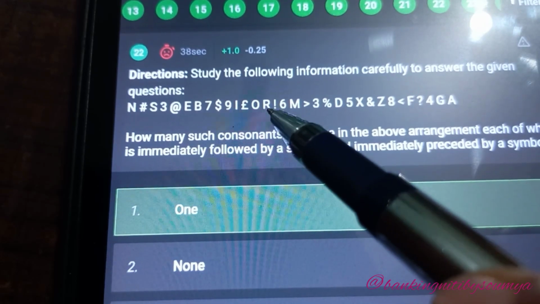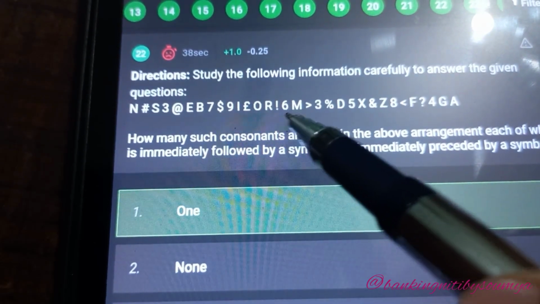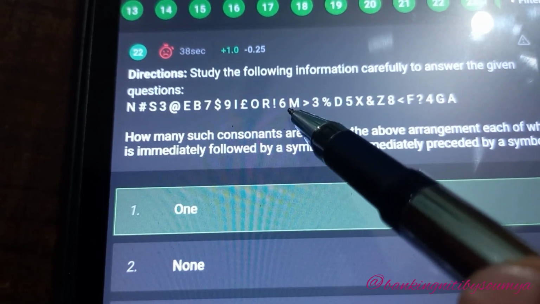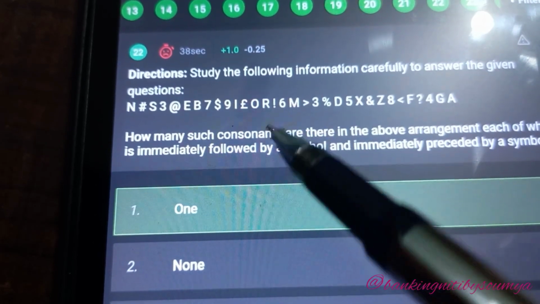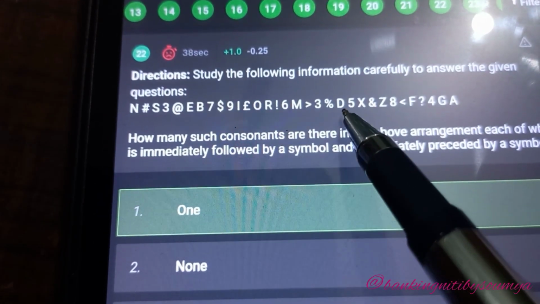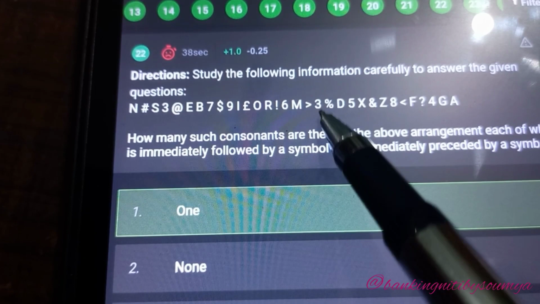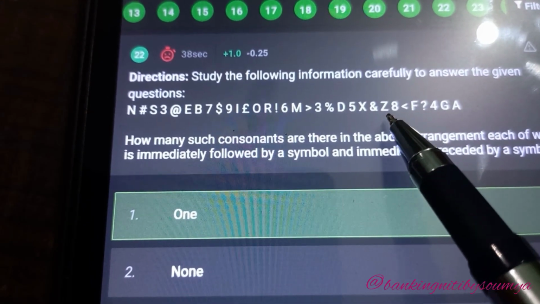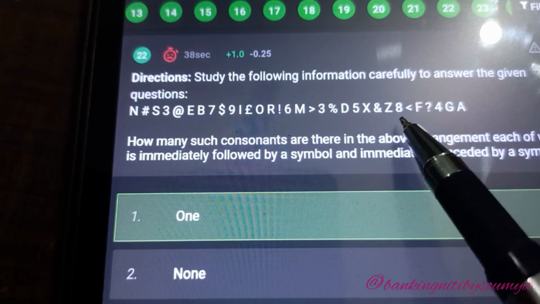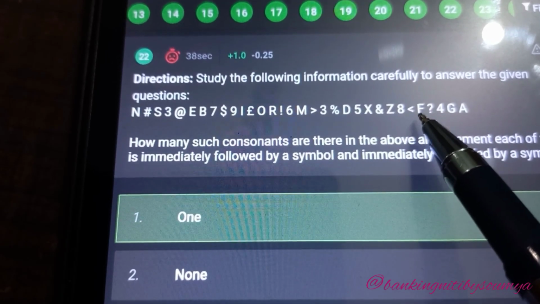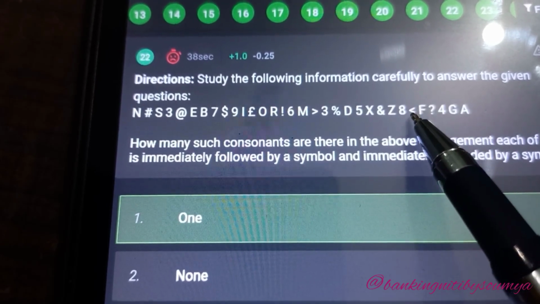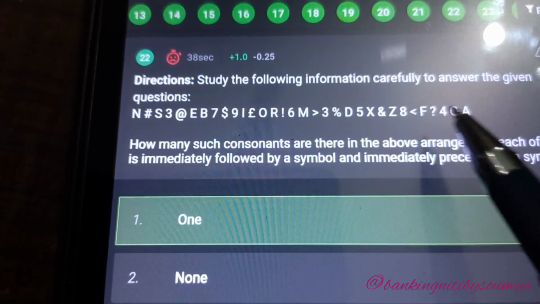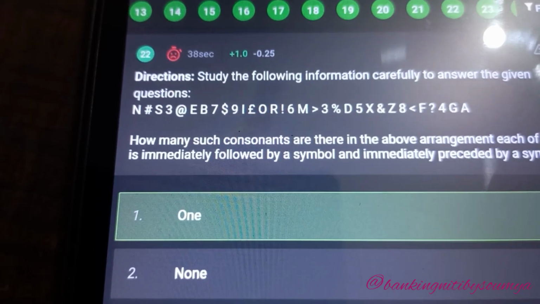Next consonant is B, not preceded by a symbol. Next consonant is R, not preceded by a symbol. Next consonant is M, not preceded by a symbol. Now the next consonant is D, preceded by a symbol but not followed by a symbol. Now Z, it is not followed by a symbol. Here it is one pair, that is F. F is preceded by a symbol and also followed by a symbol. So the answer is 1.